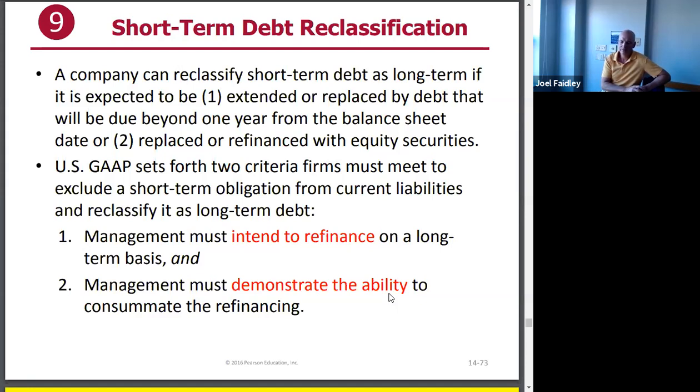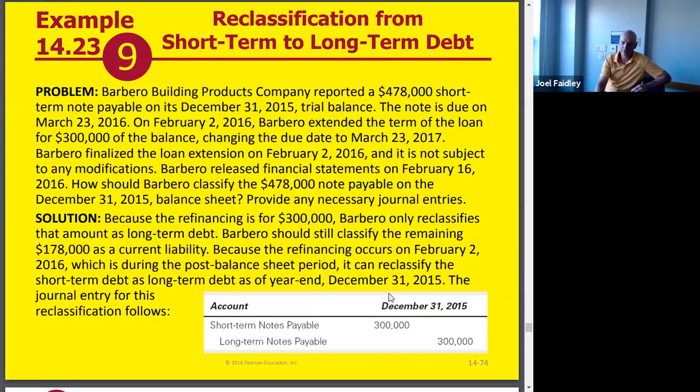If you intend to refinance on a long-term basis and you've got the ability to do this, then this is something that you need to make a journal entry for. They've got a great little example here, and I think this example is identical to the one that's in the homework. The numbers may be a little different, but the numbers should be different. But what's taking place here is sort of the scenario I just gave you.